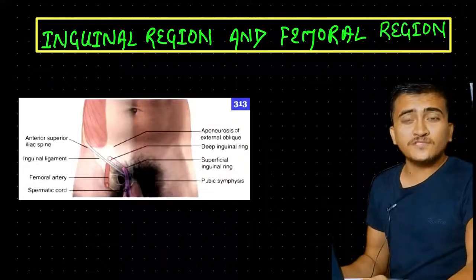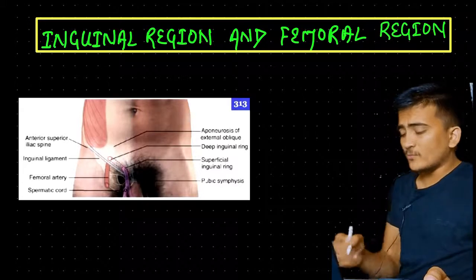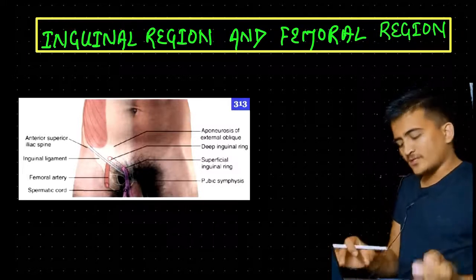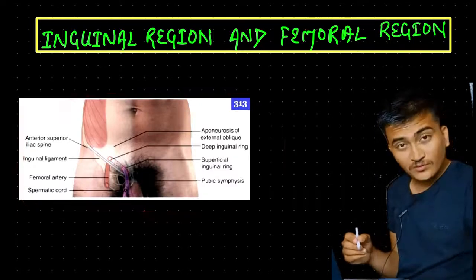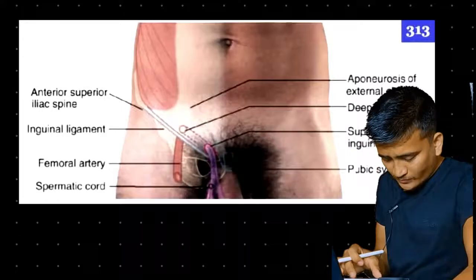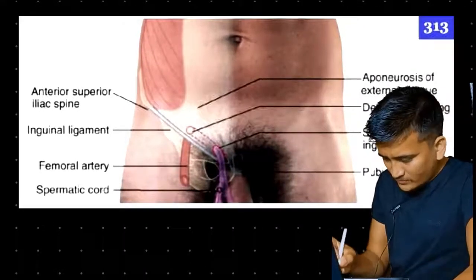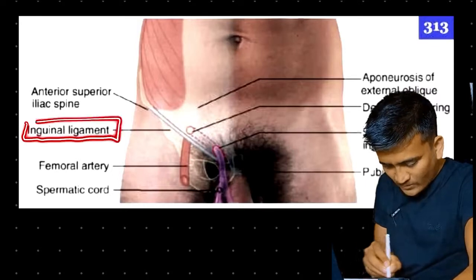So today's topic of discussion is inguinal region and femoral region. Getting into this topic, the thing that we need to master right now is this diagram. This diagram includes inguinal region and femoral region. Talking about this diagram, let us concentrate on the initial thing. The first thing that we need to concentrate on here is the inguinal ligament.